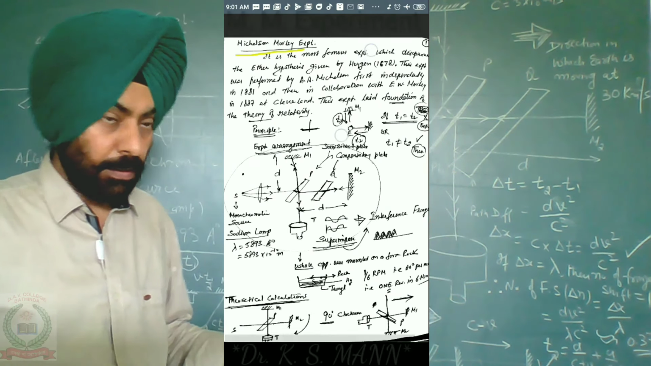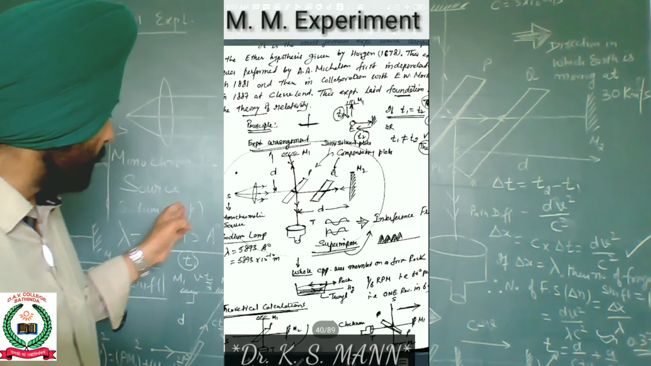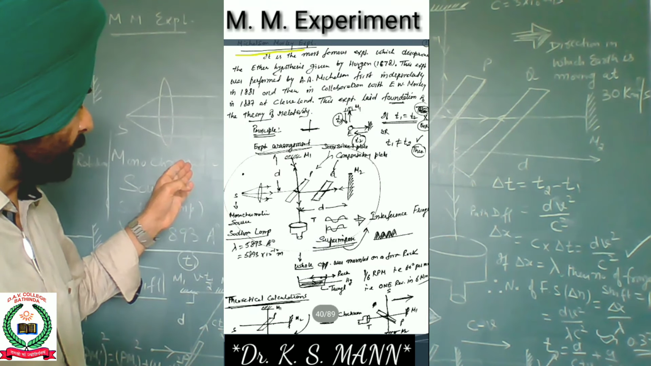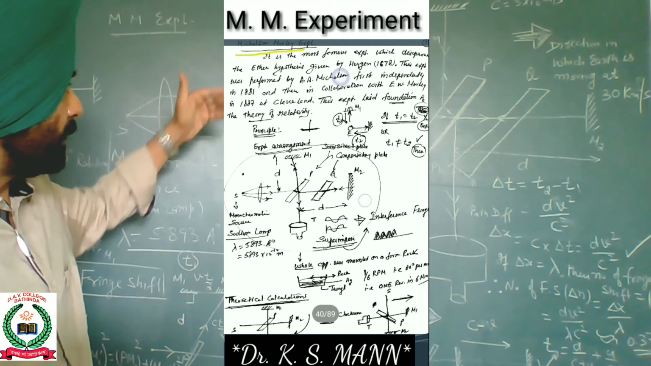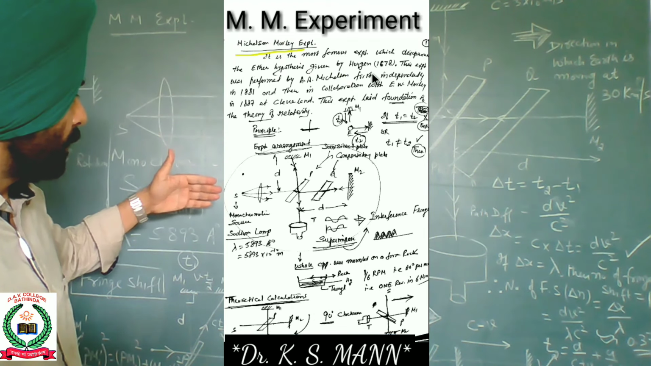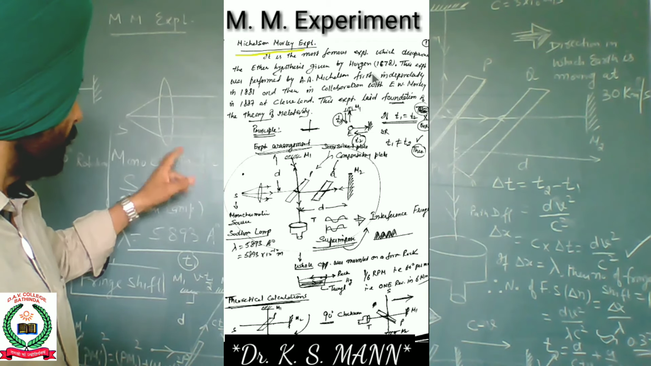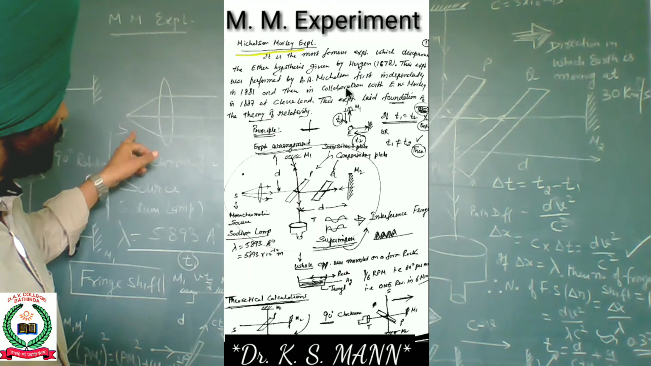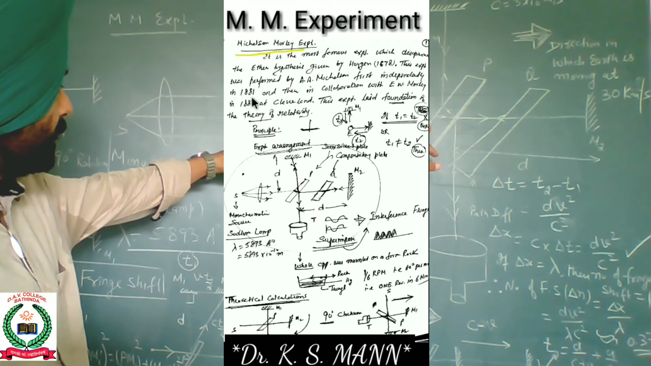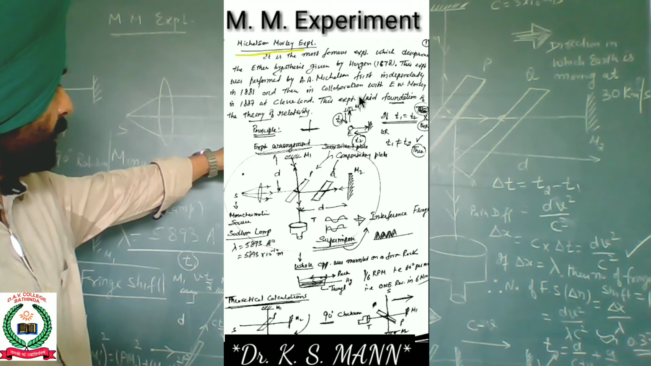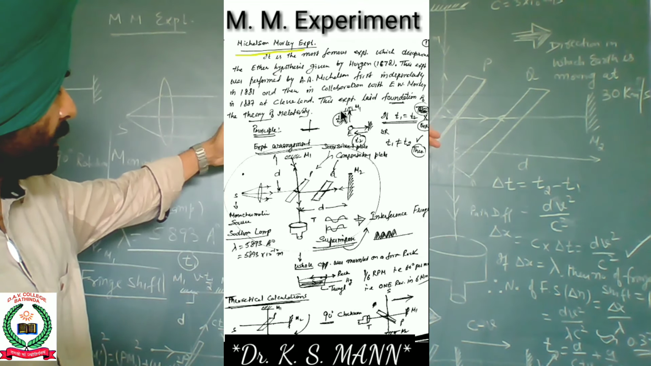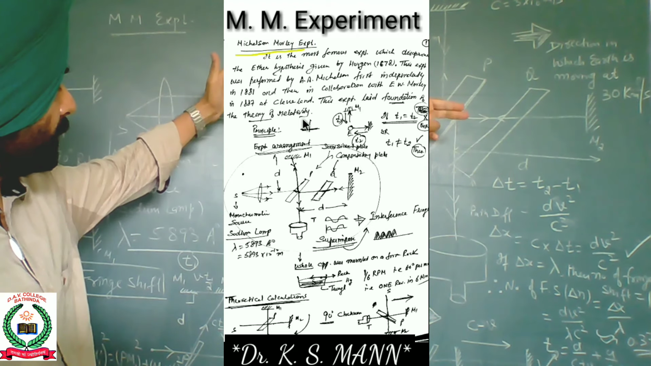So, the Michelson-Morley experiment. It is the famous experiment which disproves the ether hypothesis given by Huygens in 1678. This experiment was performed by A. Michelson first independently in 1881, and then in collaboration with E.W. Morley in 1887 at Cleveland. This experiment laid the foundation of the theory of relativity.